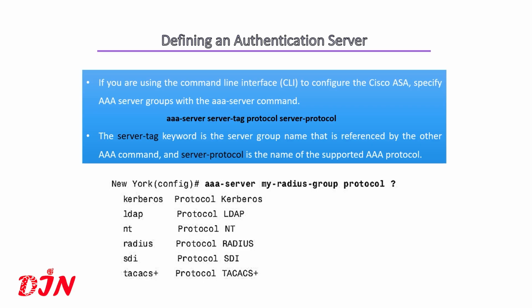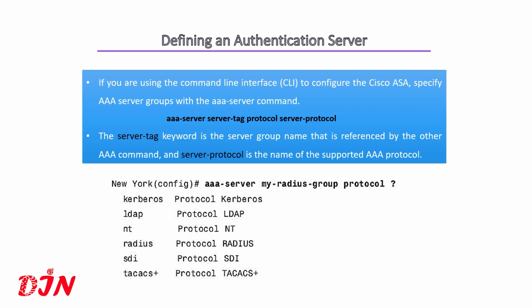If you are using the command line interface to configure the Cisco ASA, specify AAA server groups with the aaa-server command. The syntax of the aaa-server command to specify a new AAA server group and the respective protocol is as follows. The server-tag keyword is the server group name that is referenced by the other AAA commands, and server-protocol is the name of the supported AAA protocol.